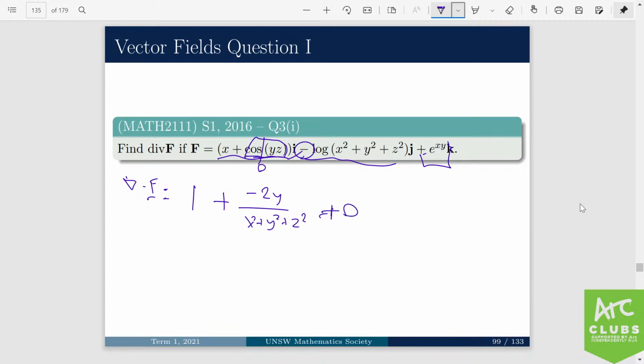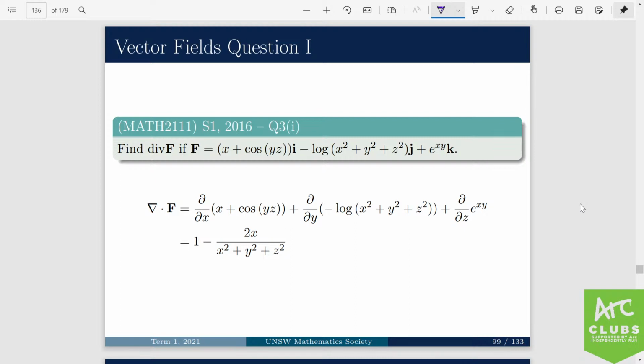And so the divergence is just this. You can really do this without thinking too much, as long as you remember the definition. It might help to remember that divergence is like the dot product, because that's how it's written, right?